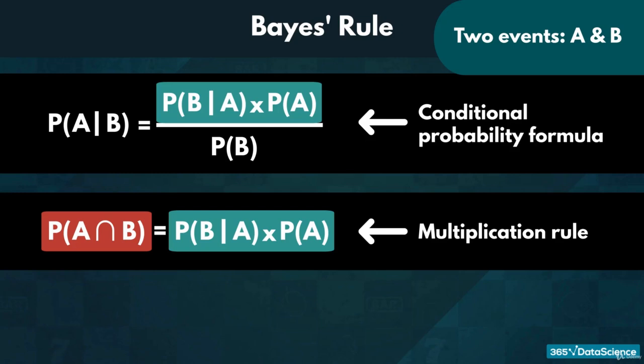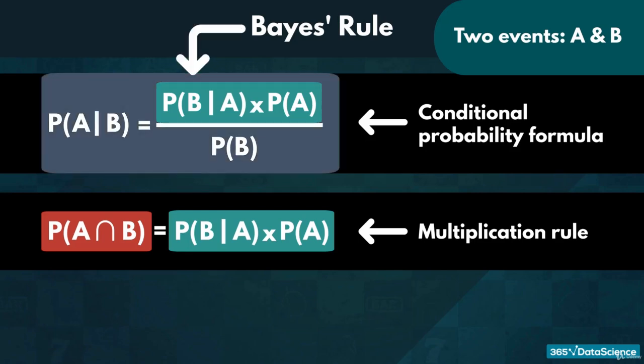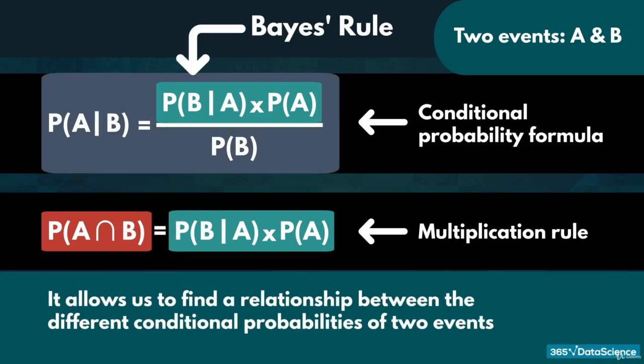Therefore, the conditional probability of getting A given B is equal to the following fraction: the conditional probability of getting B given A times the probability of A divided by the probability of B. This equation is known as Bayes' theorem. It is crucial because it allows us to find a relationship between the different conditional probabilities of two events.